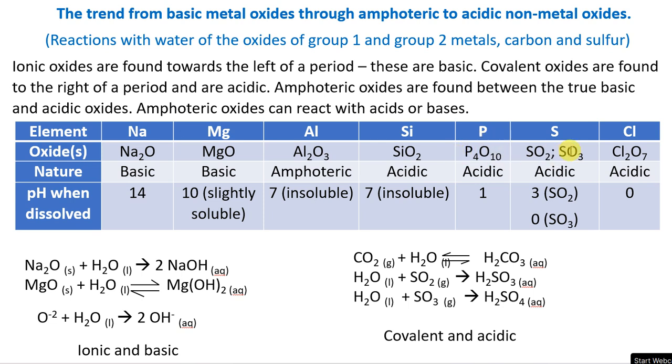The oxides of phosphorus, sulfur, and chlorine are all not just acidic, but they are all soluble. P4O10, dissolving to give a solution of around pH 1. SO2 dissolves to make a weak acid, pH about 3. SO3 dissolves to make a strong acid, pH as low as 0. Similarly with Cl2O7, the main oxide of chlorine, acidic, pH as low as pH 0.